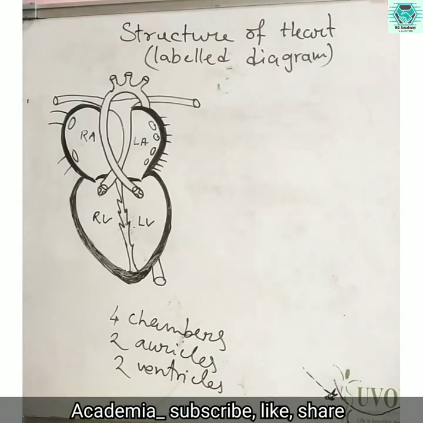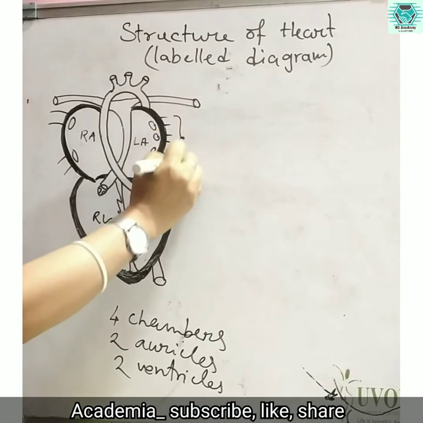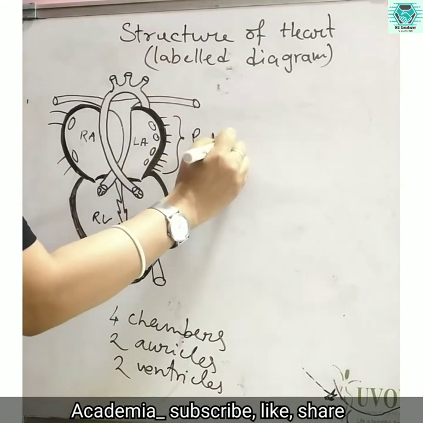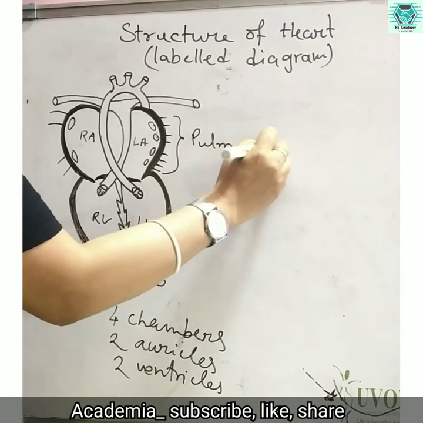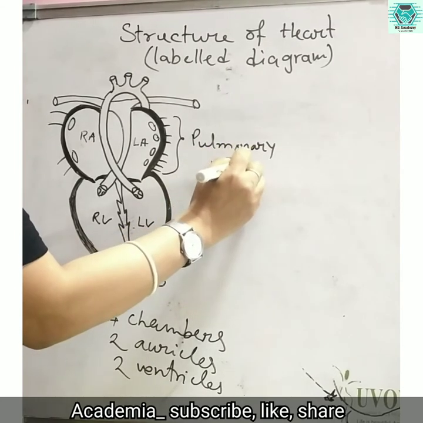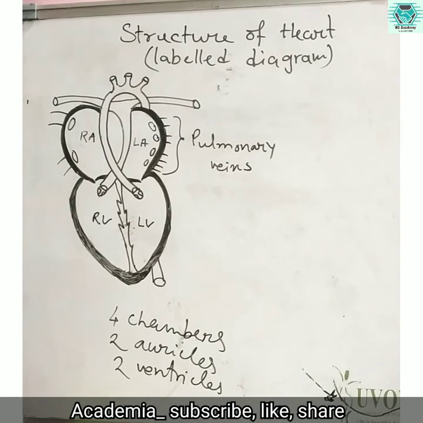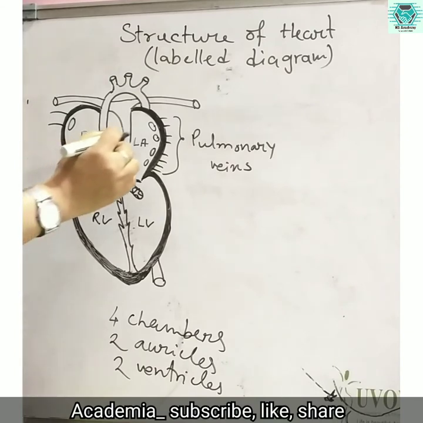Next, in the left auricle, we can see the four pulmonary veins. Generally, the veins carry deoxygenated blood or less oxygenated blood in our body, but the pulmonary vein is an exceptional type, which carries more oxygenated blood from the two lungs. So from the two lungs there are two and two, that is four pulmonary veins, which open in the left auricle.